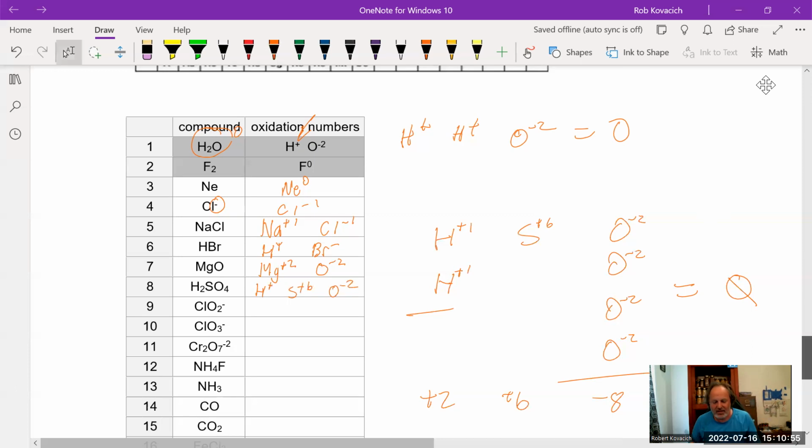I only write it once, even if there's more than one atom there, because every one of those ions has to be exactly the same. So I don't need to write H+ again, because all of the H's have a +1 charge. I don't need to write O -2 four times because all of the oxygens have a -2 charge. Okay, the next one is a little different.